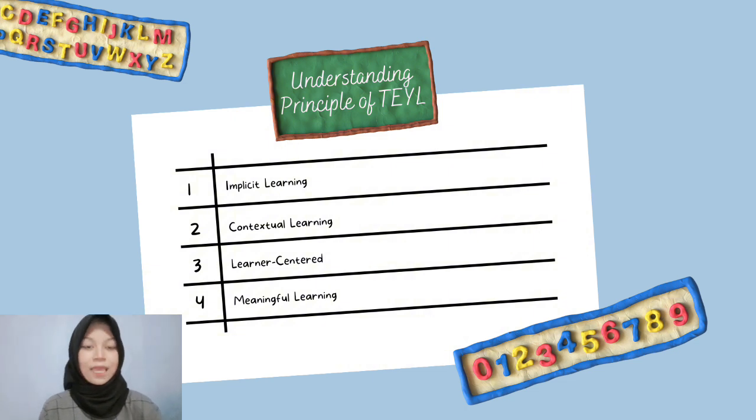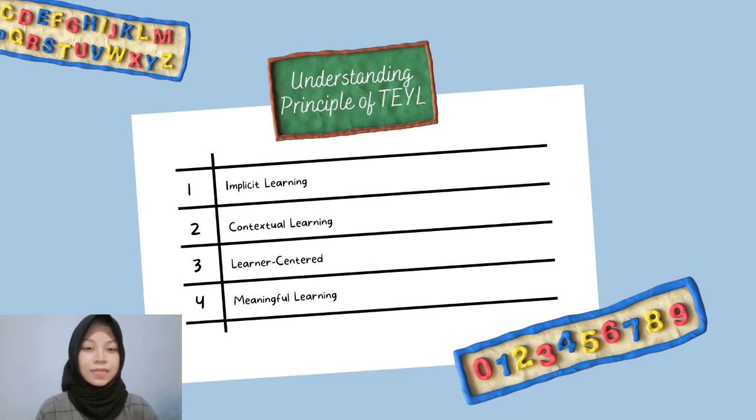The second one is contextual learning. Contextual learning involves learning language in context, making it relevant and meaningful to the learner. This helps children understand how language is used in real-life situations. For example, teaching vocabulary related to food by discussing a visit to a restaurant or grocery store.